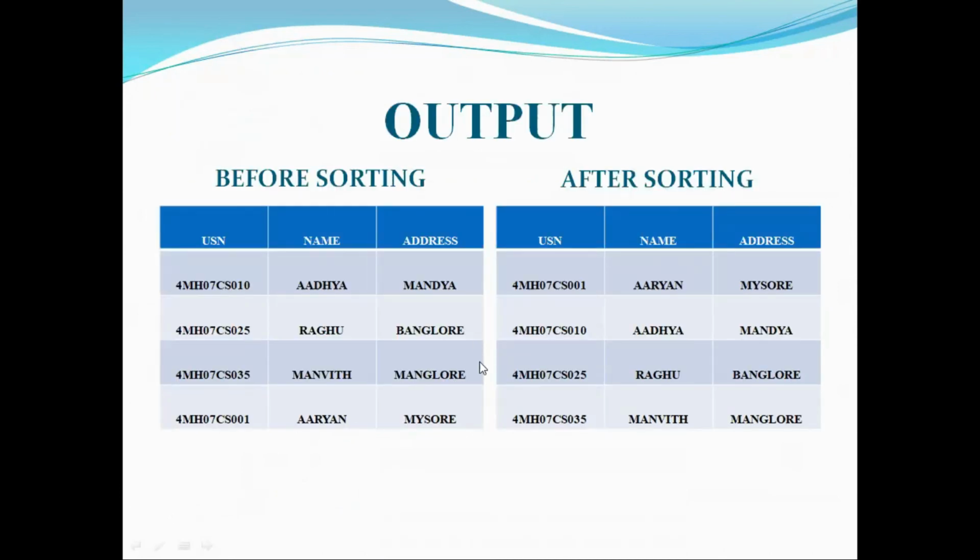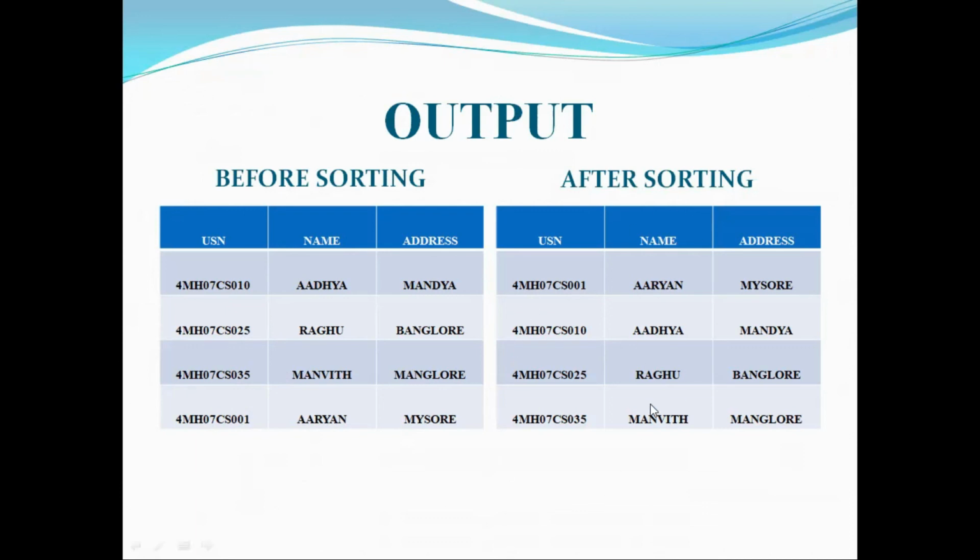The output of this program: first we enter the details using the insert command. These are all the details of the table, which are not sorted. Just look at that. The USNs are 10, 25, 35, 1. They are not sorted. Our program will sort this USN using selection sort.